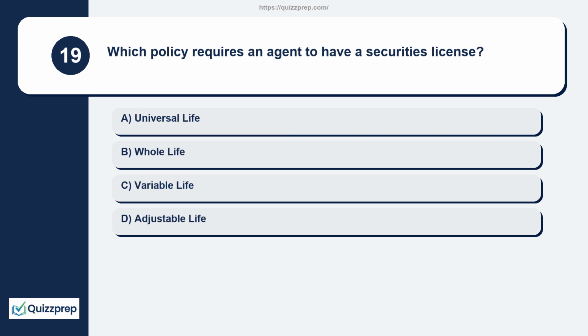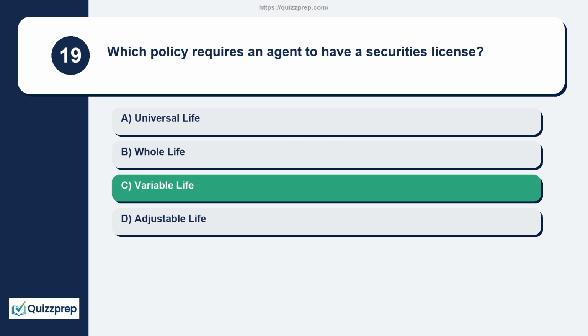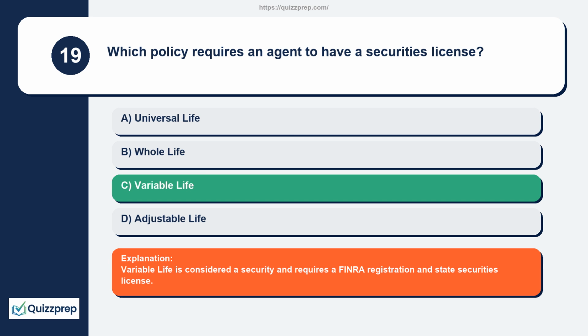Question 19. Which policy requires an agent to have a securities license? Universal life, whole life, variable life, adjustable life. Variable life is considered a security and requires a FINRA registration and state securities license.